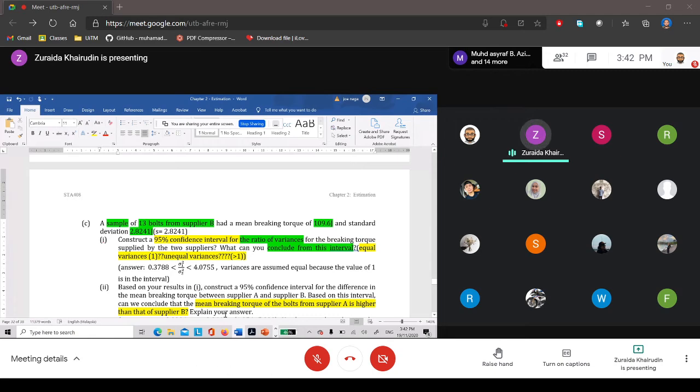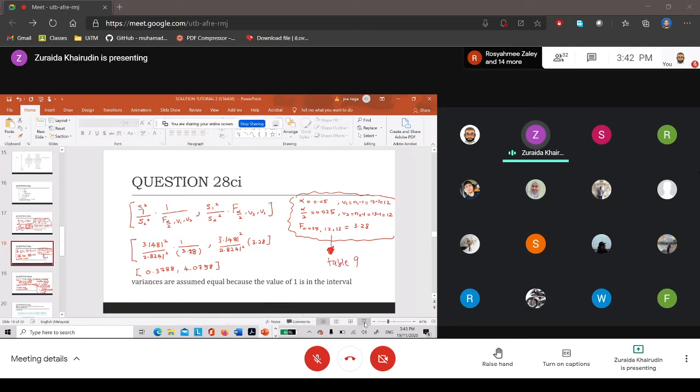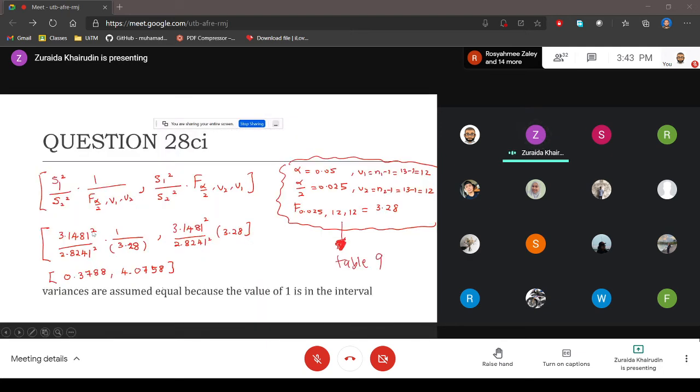Okay, so back to question C. Now you can check whether you got the same result. Okay, S1 square is the result from supplier A. S2 square is the result from supplier B. So supplier B, you don't have to compute. Supplier B, the variance is already given. Okay, so I believe that everybody knows how to substitute S1 square over S2 square.